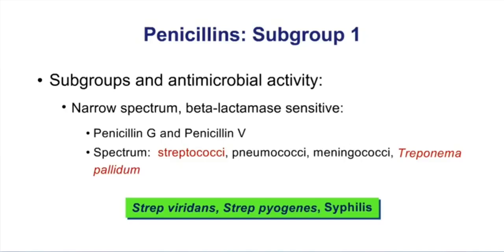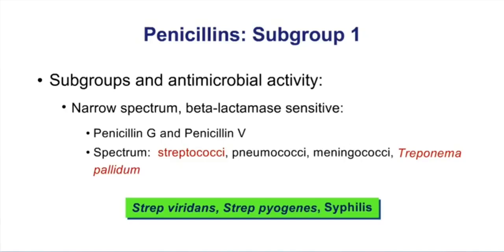When you think about different STDs, your sexually transmitted diseases are very popular test questions. Make sure you know the drug of choice for each of the STDs. When you get the syphilis question, go with Pen G. Notice there's a statement on this slide that Pen G and Pen V are beta-lactamase sensitive.